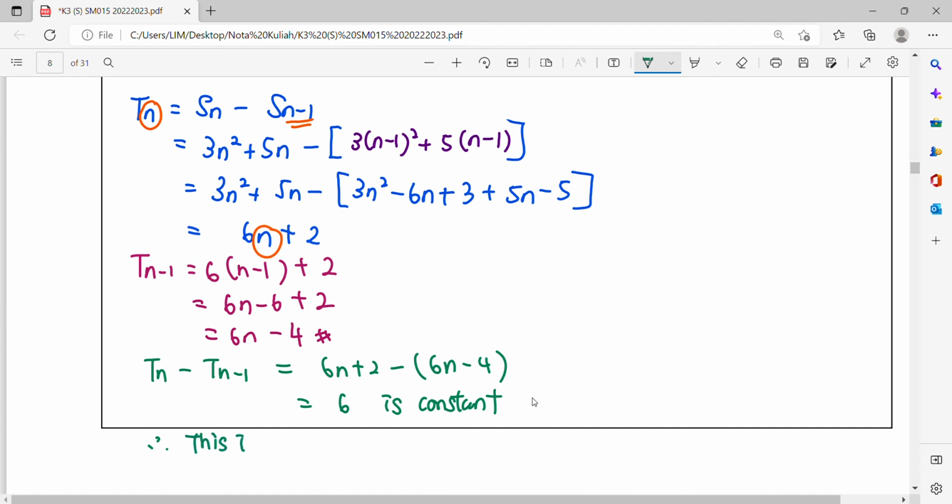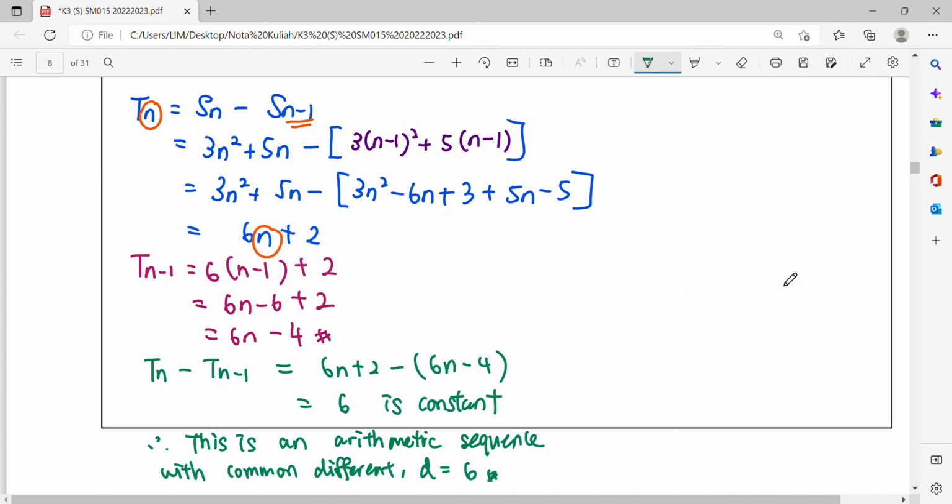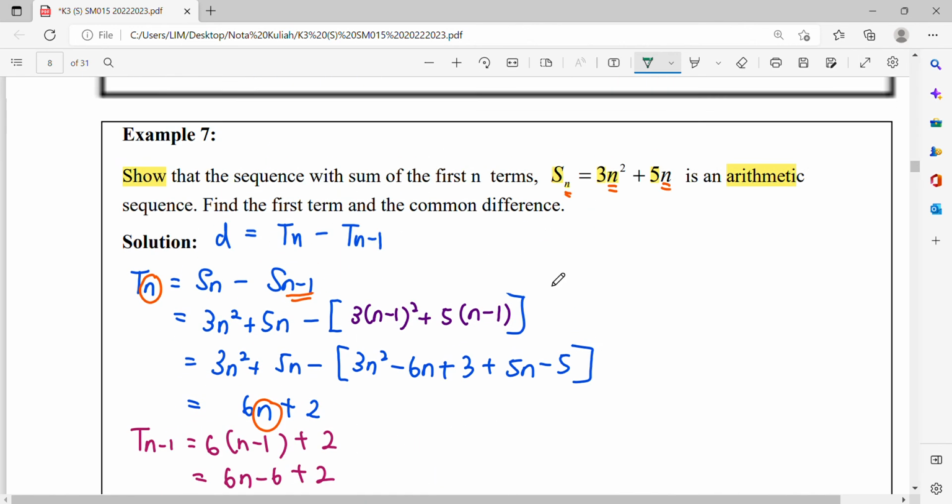So this is an arithmetic sequence with common difference d equals 6. After that, we managed to show it.